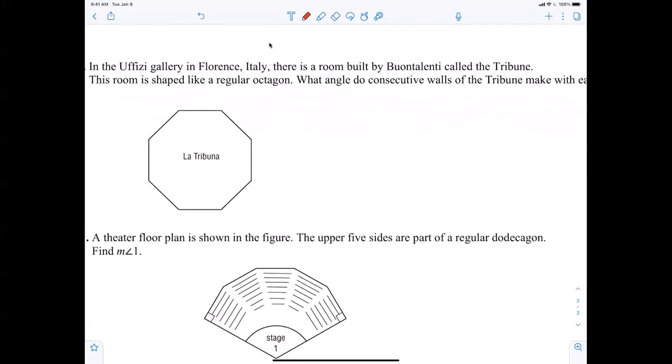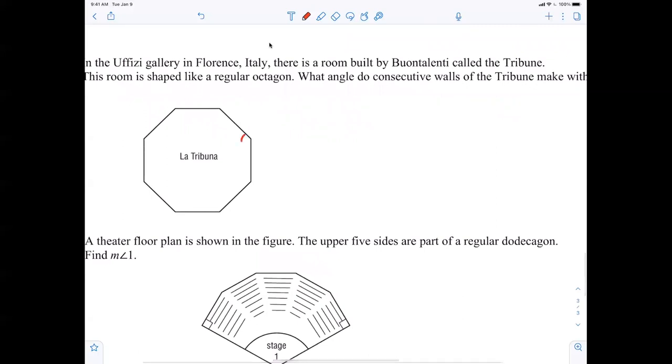Okay, so now, who cares? This is a regular octagon, right? So what's the quickest way to figure out what the octagon is?